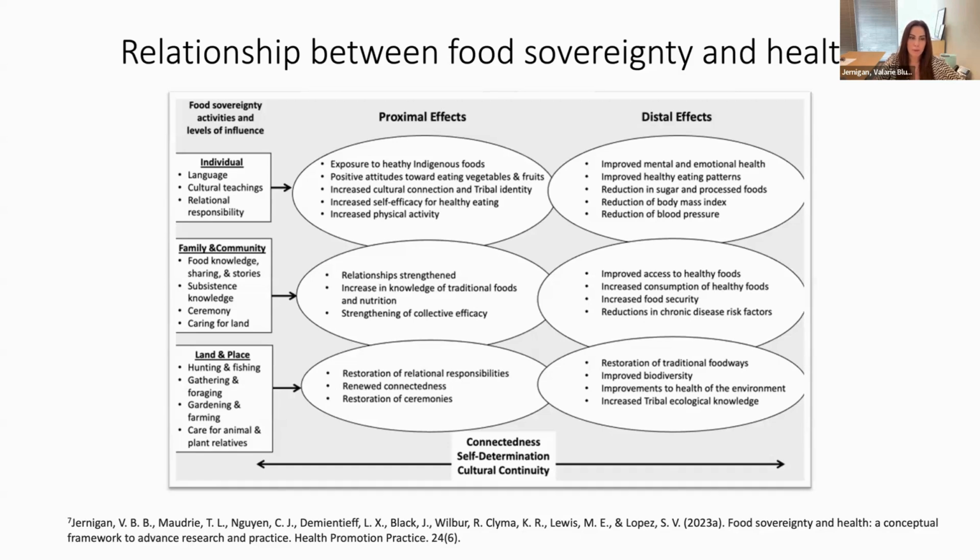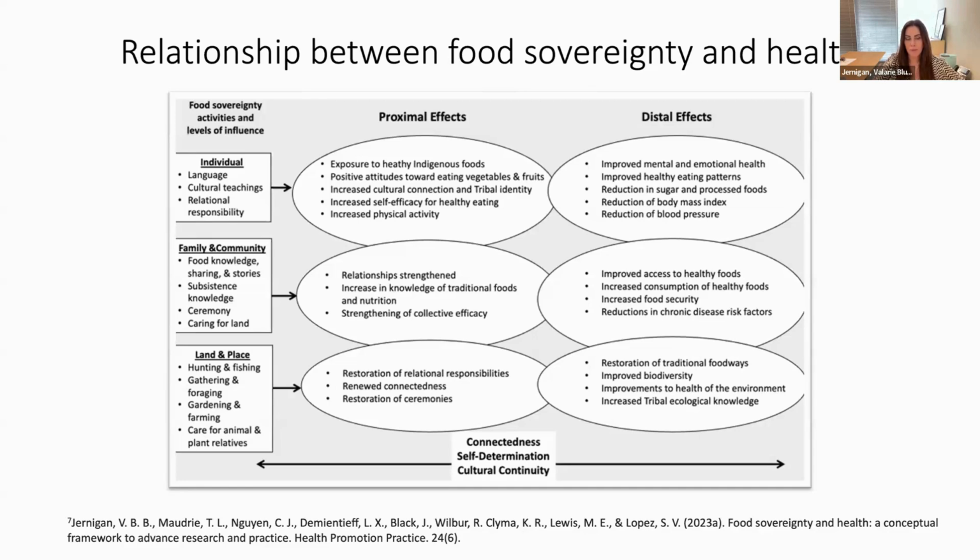And the things that people told us were cultural teachings, food knowledge sharing, and stories, subsistence knowledge, ceremony, caring for land, gardening, and farming. Those are all examples of what food sovereignty activities look like. And then we group those according to level of influence. So individual, family and community, and land and place.